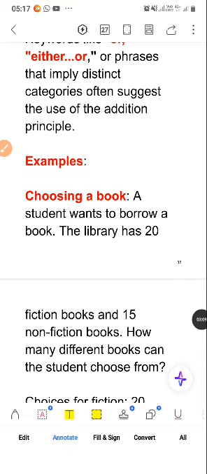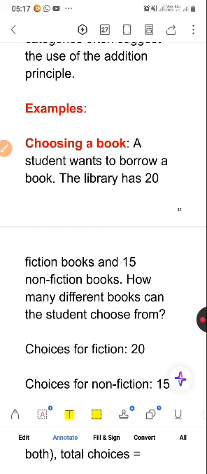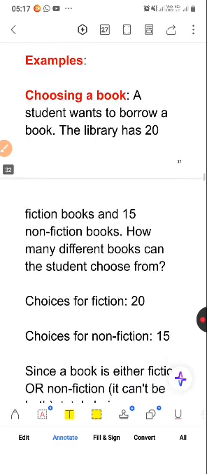Okay, so now let's take an example to illustrate this addition principle. Let's say choosing a book. A student wants to borrow a book. The library has 20 fiction books. Fiction means untrue books, books that are written based on imaginary stuff, and 15 non-fiction books, real books that are written on real life situations. How many different books can the student choose from?